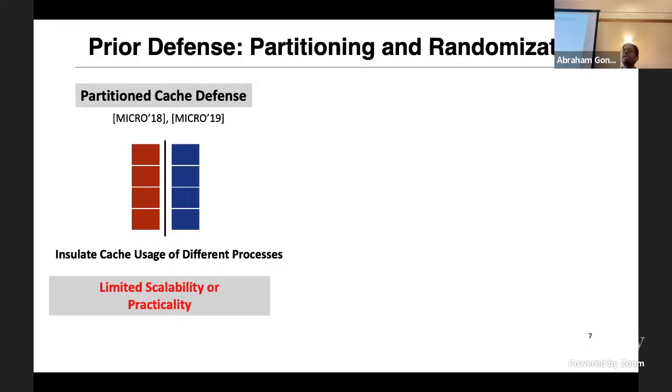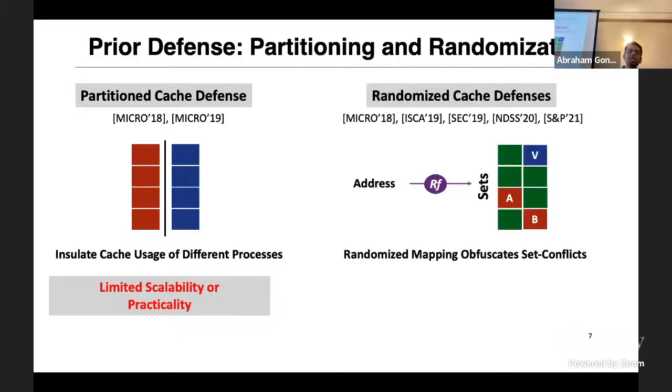So you can only get about 8 or 16 partitions simultaneously. And as you would imagine, there are easily more than 8 or 16 processes that would run on the same system, right? So this has limitations in terms of scalability. The other paradigm of defenses in cache side channels is randomization.